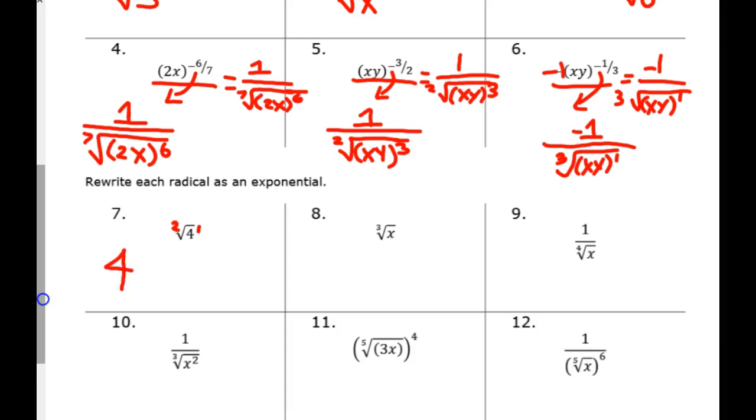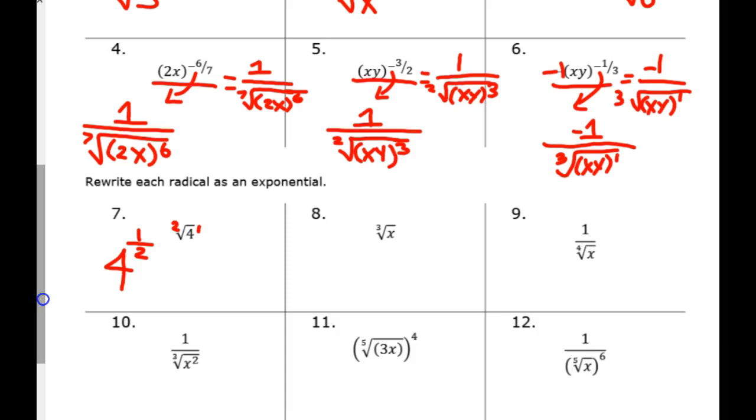And is everyone looking right here? Okay. Inside's on top. Outside's on the bottom. Inside's on top. Outside's on the bottom. That's it. I went from the radical back to the rational, back to the fraction. Inside on top, outside on the bottom.